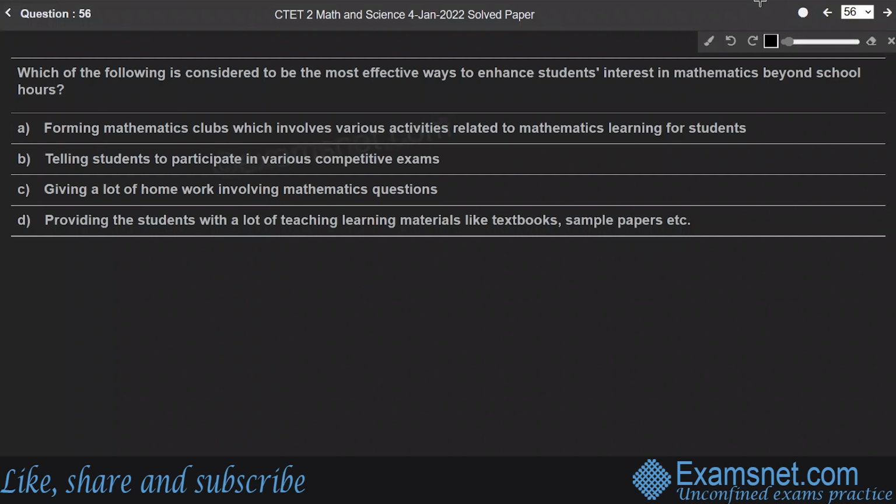Question number 56. Which of the following is considered to be the most effective way to enhance students' interest in mathematics beyond school hours? Forming mathematics clubs, which involves various activities related to mathematics learning for students, telling students to participate in various competitive exams, giving a lot of homework involving mathematics questions, providing the students with a lot of teaching learning materials like textbooks, sample papers, etc. Here the correct answer is forming mathematics clubs, which involves various activities related to mathematics learning for students.